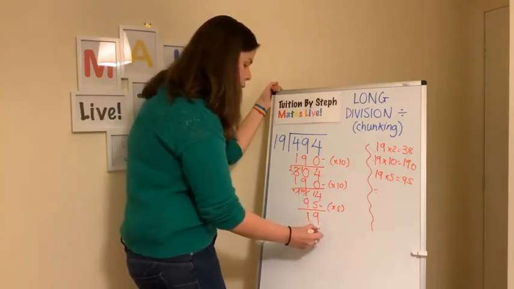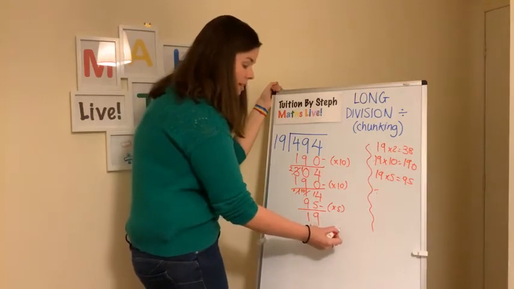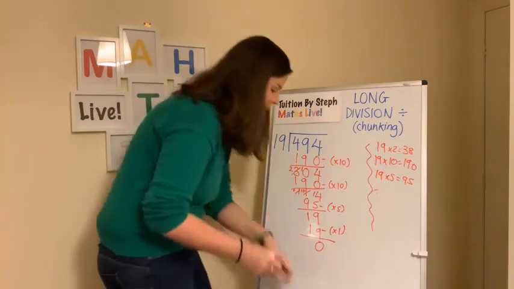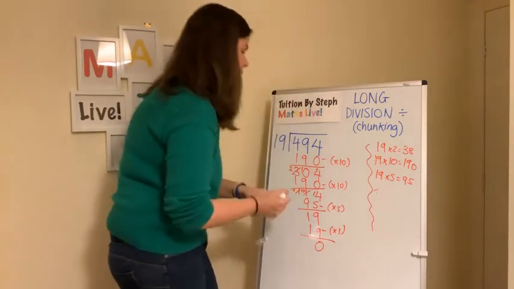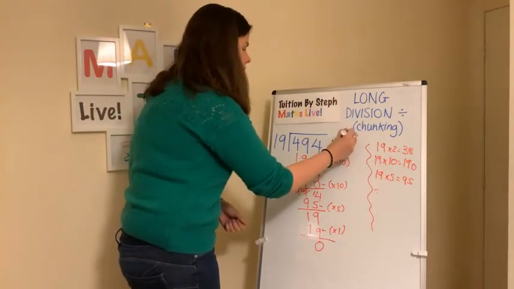Yay! Always remember, don't just put 0. You have to actually properly get to 0. So take away that 19 and you get to 0. So the answer is 10, 20, 25, 26.